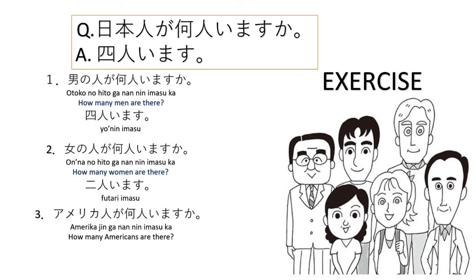And lastly, アメリカ人が何人いますか? How many Americans are there? So here, based on their eyes, there are 2. So we say again, 2人います. 2 persons. Okay?